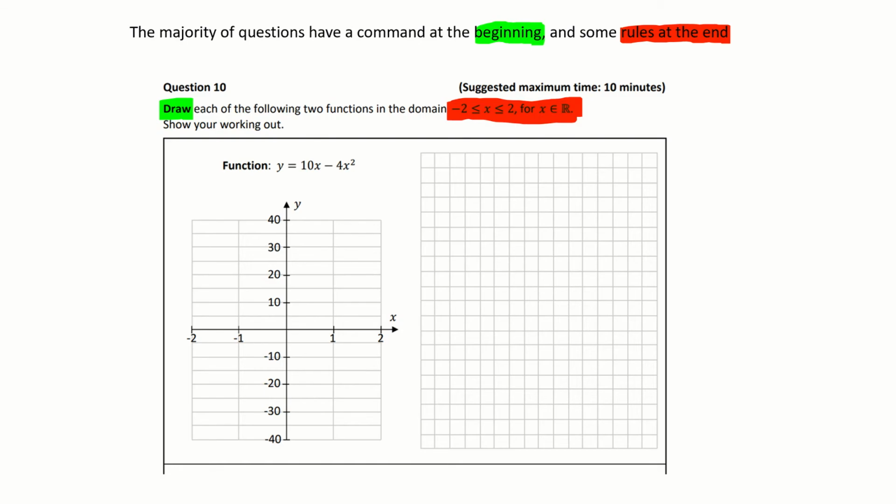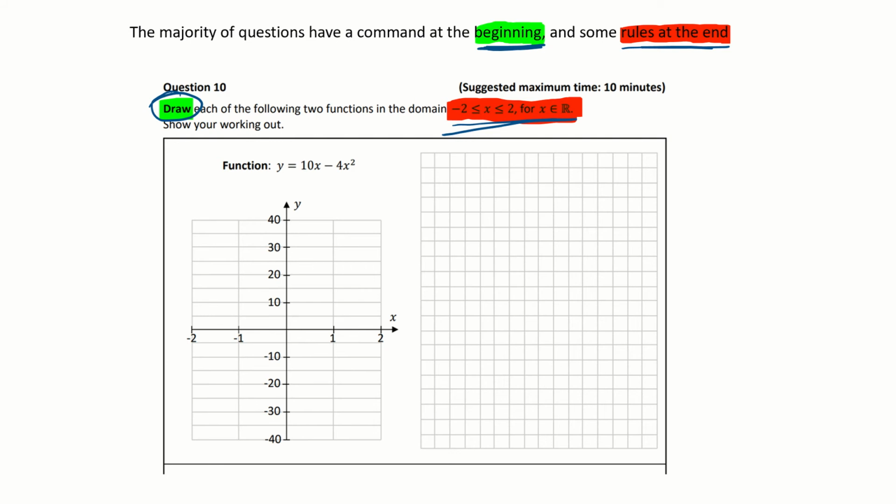Okay, just to start off, the majority of your questions, I've just taken an example here. This is an exam question from 2019, I think it was. We're not going to answer this today, but we're just going to have a look at the breakdown of the wording of the question. So the majority of the questions have a command at the beginning. That's what they want you to do. So in this question here, your command is to draw. And then some rules at the end, which I haven't read here. Those rules at the end are like your terms and conditions of the question. They give you a little bit of information about what your question could look like.